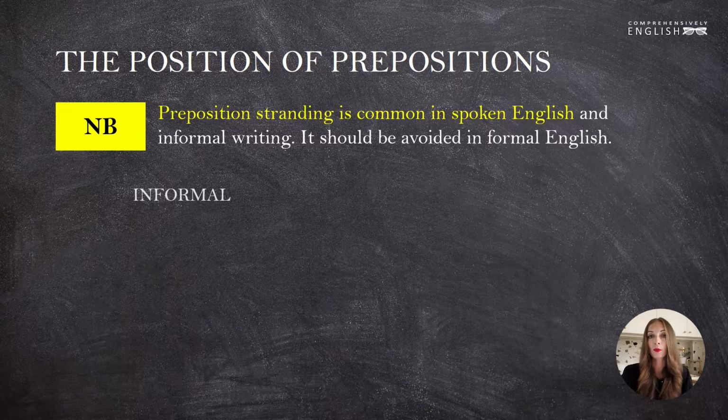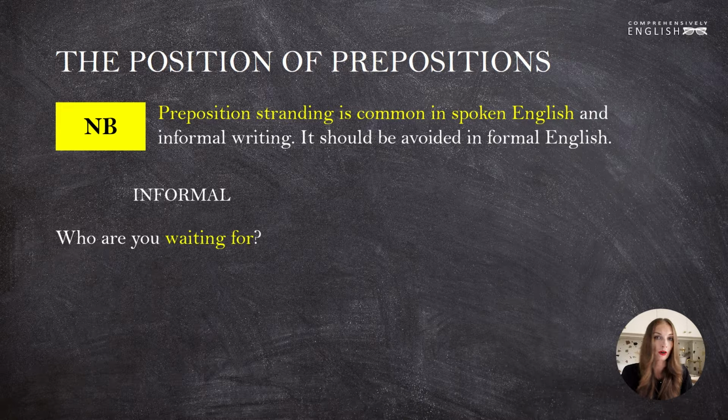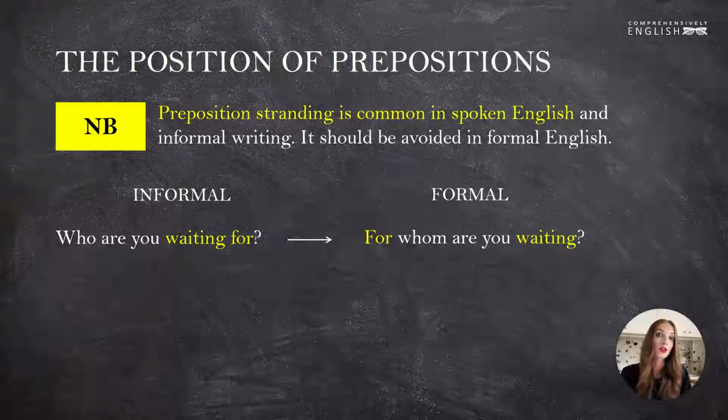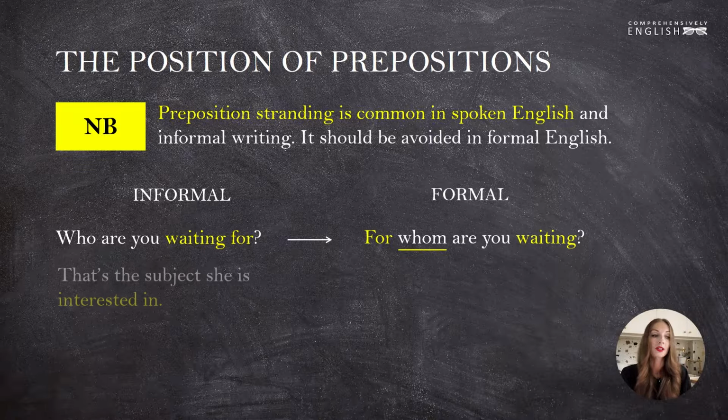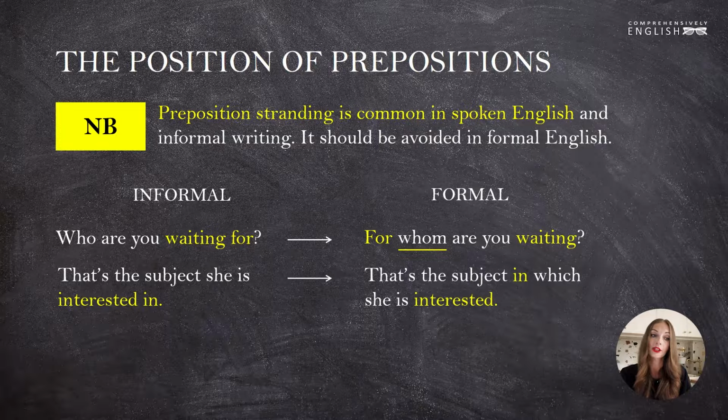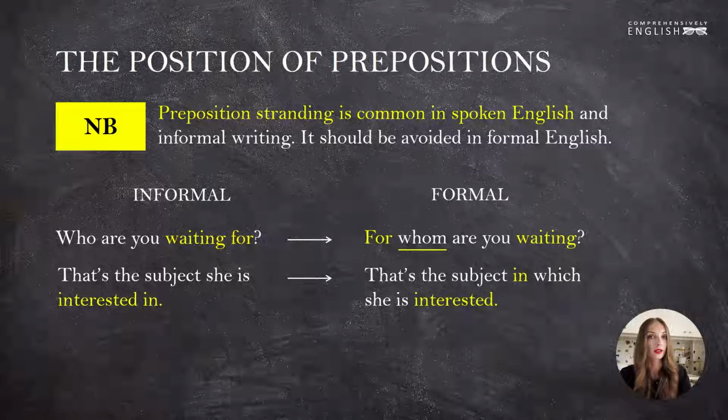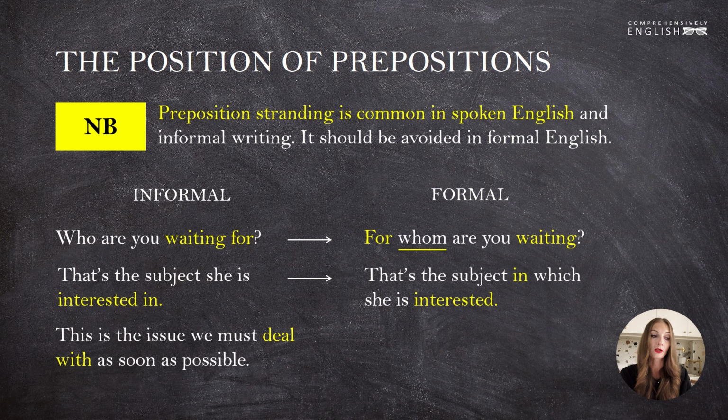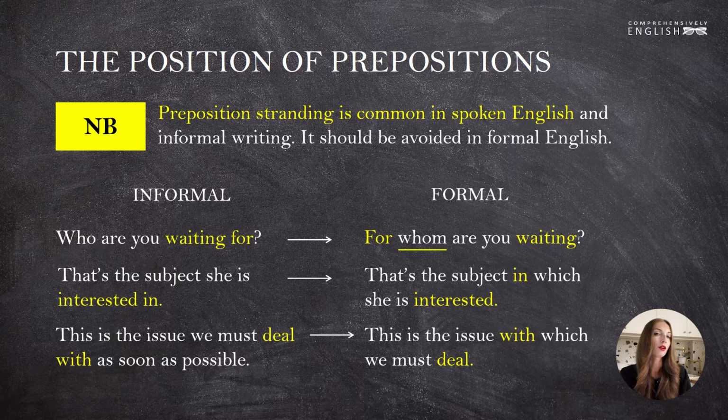Let's compare. In informal English, you will ask, who are you waiting for? In formal English, that will be for whom are you waiting? Pay attention that we changed who to whom. That's the subject she is interested in. That's the subject in which she is interested. This is the issue we must deal with as soon as possible. This is the issue with which we must deal. So these formal questions sound a little bit old-fashioned and very formal, and unless your purpose is to sound formal, stick to the first options, where your prepositions go to the end of the sentence.